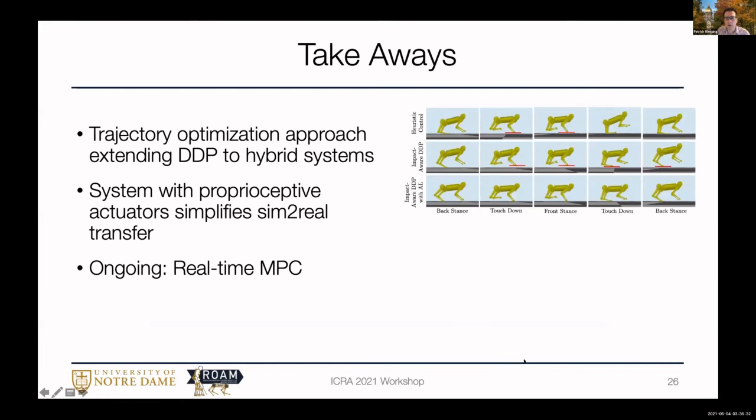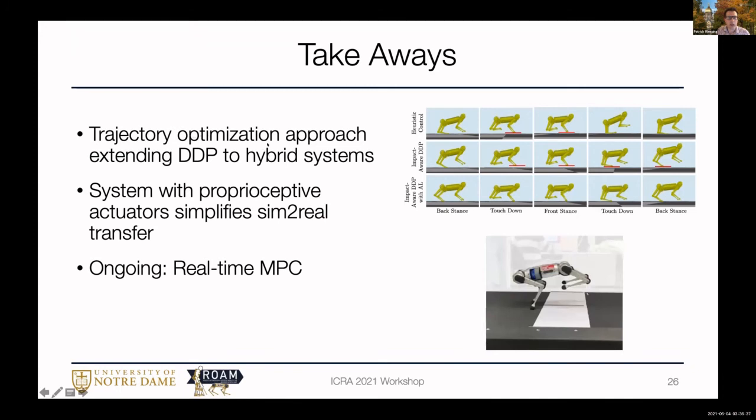Okay, so in terms of main takeaways here, we have this trajectory optimization approach that extends DDP to hybrid systems. DDP is a really fast optimizer, and now we can use it in a broader class of systems. And when we apply our trajectories on this system that has these proprioceptive actuators, they're easy to model because the transmissions are quite transparent. It really simplifies our sim-to-real transfer. Okay, so we're working on doing real-time MPC right now. We're getting pretty close, and so I hope maybe next time I'll have that to show you all.